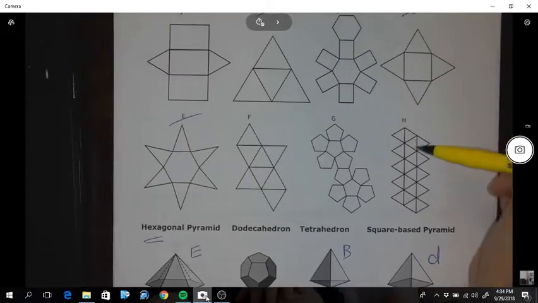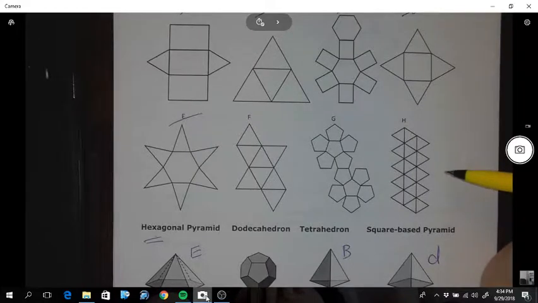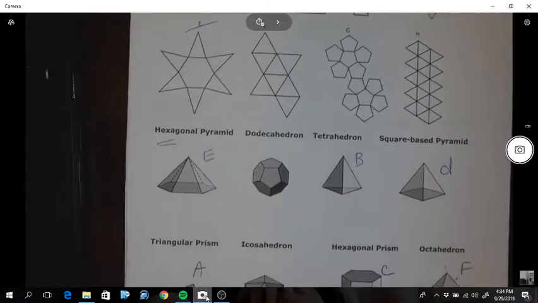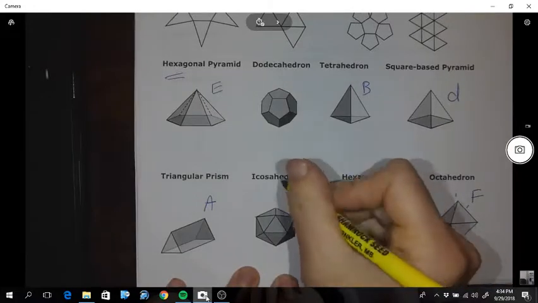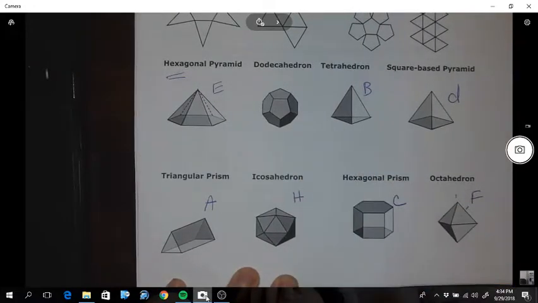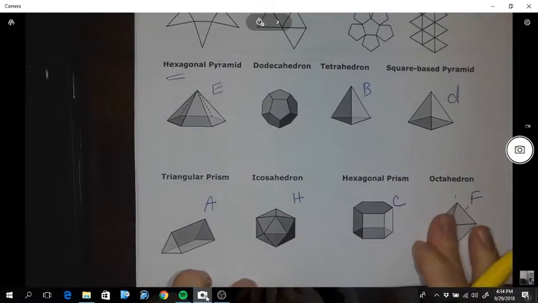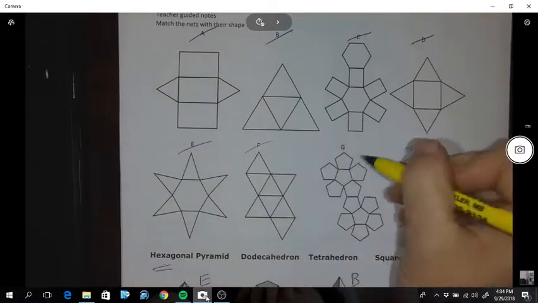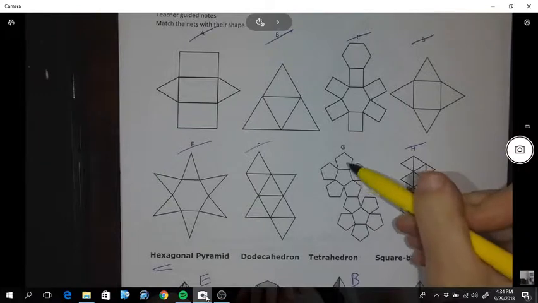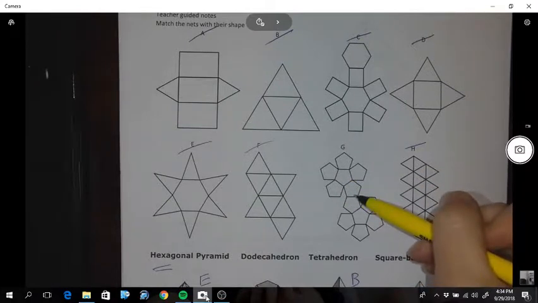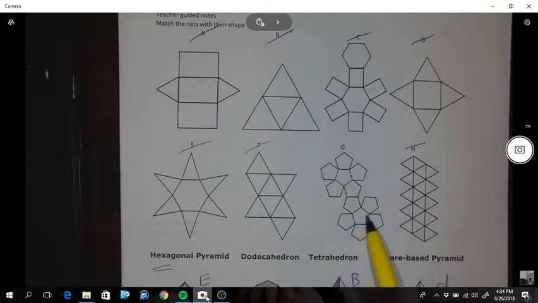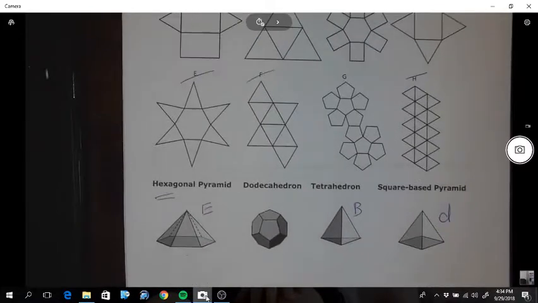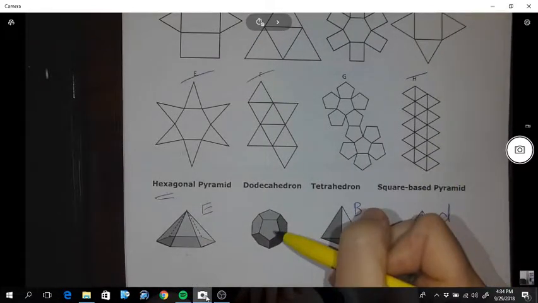Okay, and then H, you can see a lot more triangles are connecting. So that would match right here. You can see the triangles. And the last one, G, we have a pentagon, and they will be connecting to a lot of other pentagons, so that would be this shape.